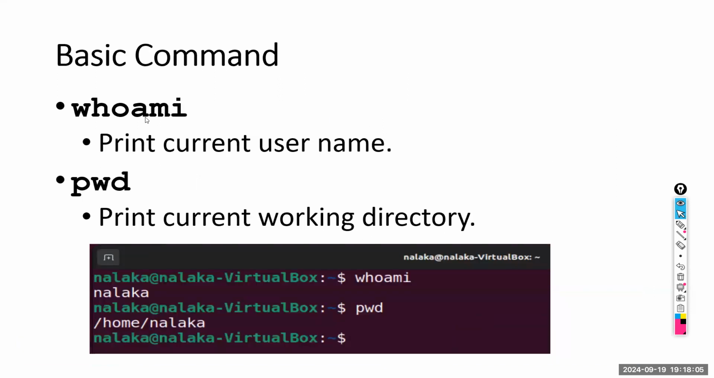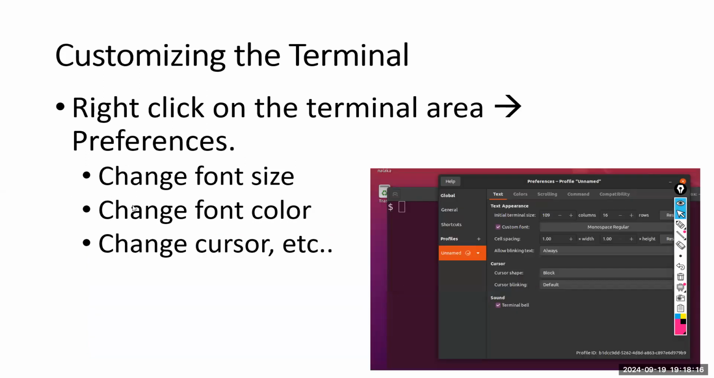Right. So I already explained to you the whoami command and pwd command. And also you must be able to freely move from one place to the other. Go to root, go to your user home. Okay. And also, if you want, you can customize your command line to make it different color, different font size, and so on. All these are available. Right click in the terminal area and go for preferences.